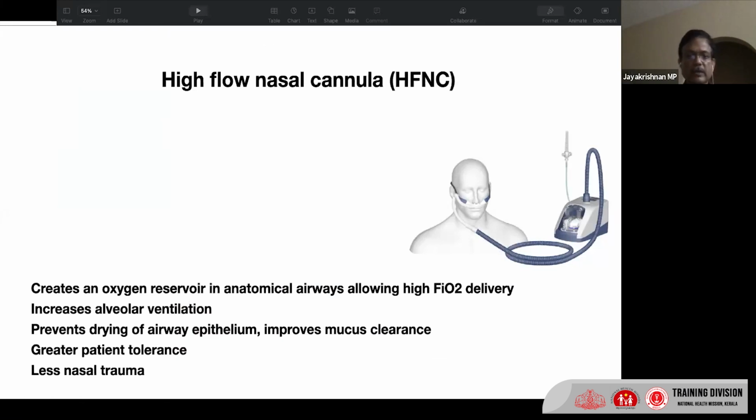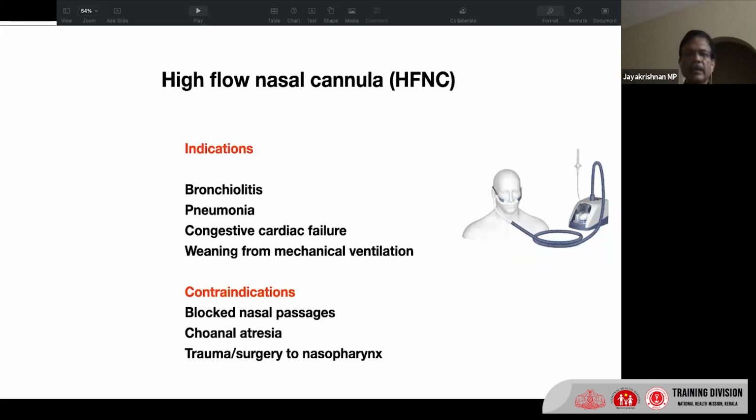It actually creates an oxygen reservoir in the anatomical airways, allowing high FiO2 delivery. The flow is very high, so high FiO2 is delivered. It increases alveolar ventilation, and a heated humidified air-oxygen mixture is what is given. So it prevents drying of the airway epithelium, and because of the flow, it also improves mucus clearance, and it is extremely well tolerated by patients. Nasal trauma is much less compared to other oxygen delivery devices. In bronchiolitis, it's very useful.